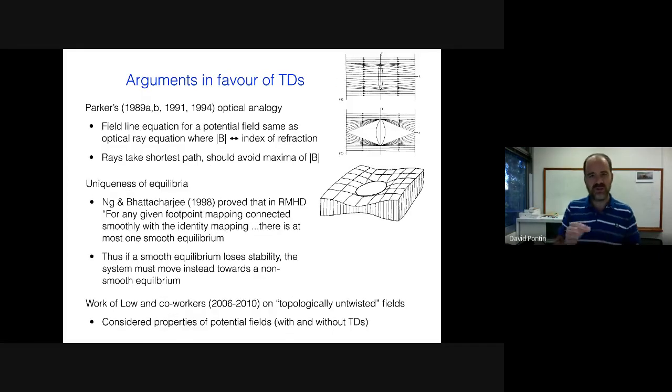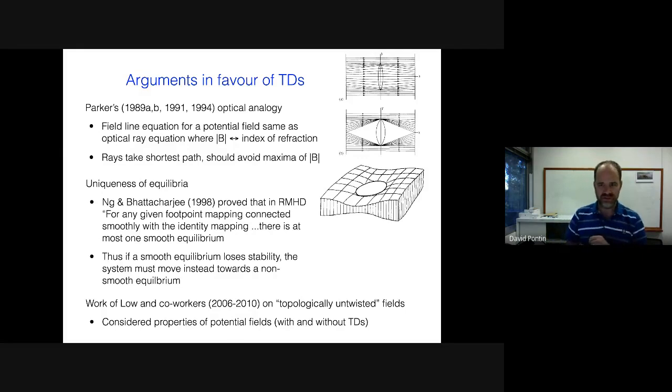Okay, so I'm not going to go through in great detail the arguments for and against. I'm just going to highlight a few of them here. So arguments in favor of the formation of tangential discontinuities in this scenario. Parker wrote a series of papers on what he called the optical analogy. These exploit the fact that the equation of a field line in a potential magnetic field is the same as the equation of the path of an optical ray, where in this analogy, the index of refraction becomes the magnetic field strength.